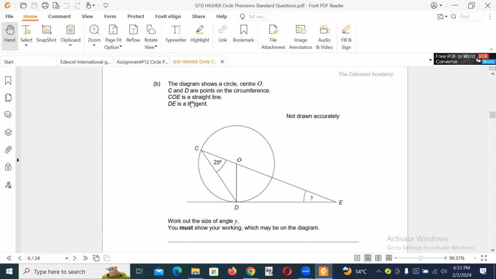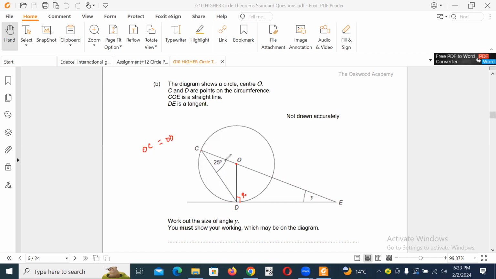COE is a straight line. DE is a tangent line. Remember that one theorem of the circle property is that the angle between a tangent line and a radius is always 90 degrees, meaning this one is 90 degrees. And as they mentioned, O is the center of the circle. So center to edge is called the radius, and OC is equal to OD.